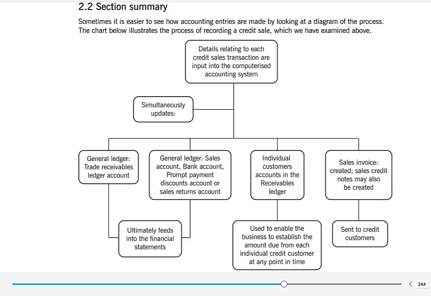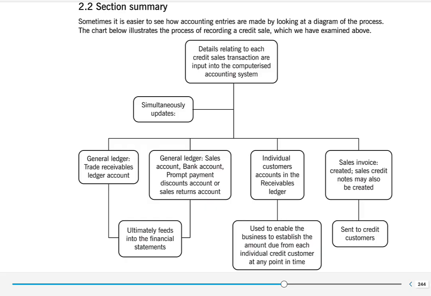This is not about heavy numbers. This is about understanding the flow, the starting point of the process. The process begins when the details of a credit sale transaction are input into the computerized accounting system. What details means in real life? It means information like customer name or customer account code, invoice date, invoice reference number, goods or services sold, net amount, sales tax amount, gross amount, any returns later using a credit note reference, any payment later using a receipt reference.